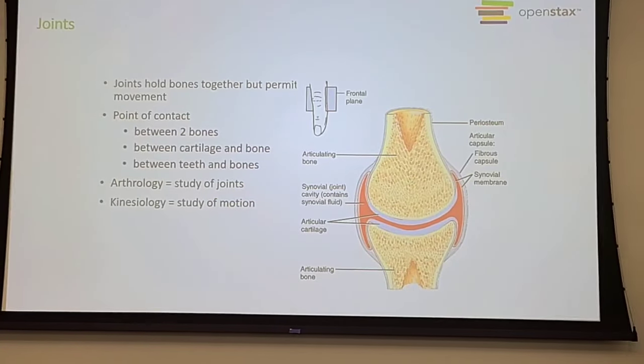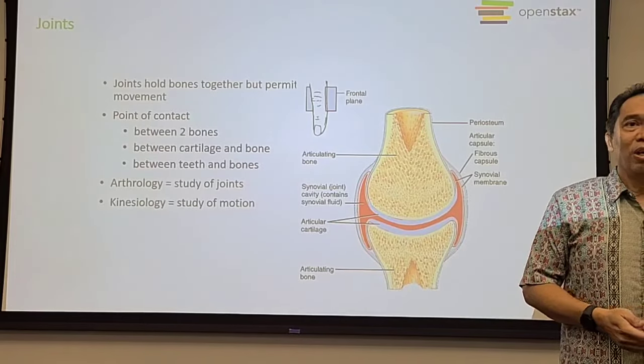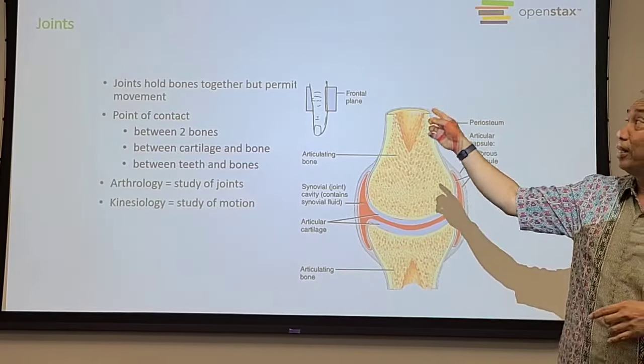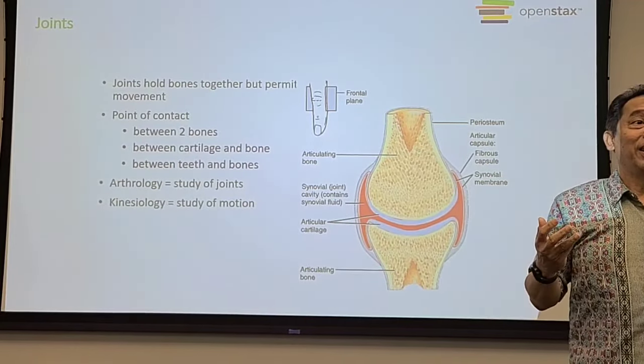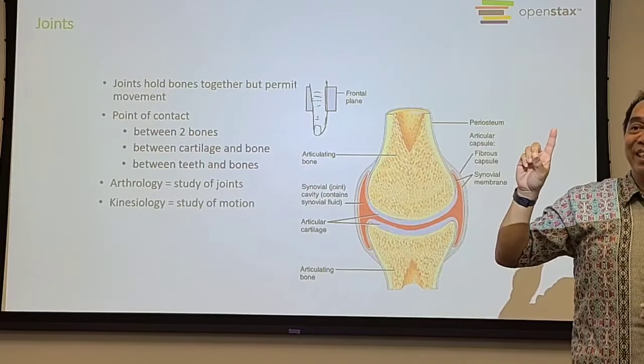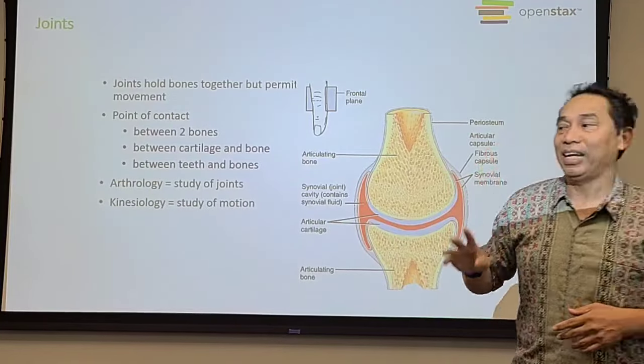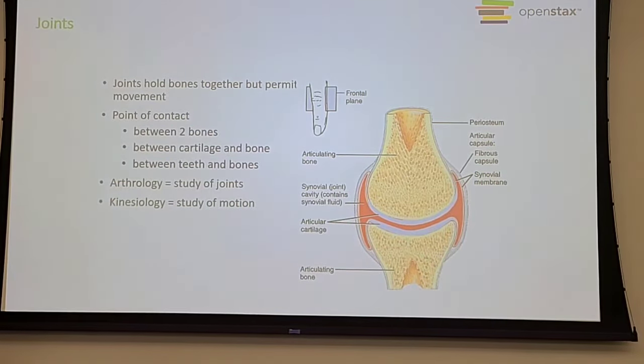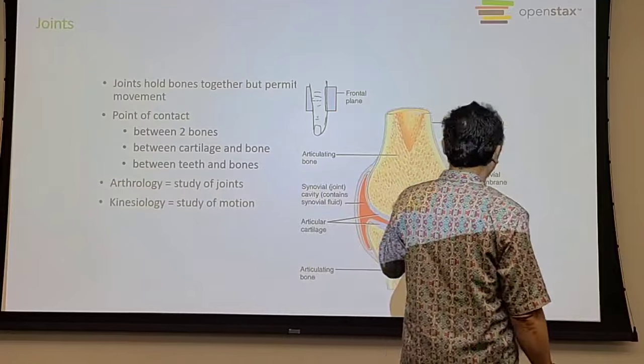Now, joint. Another name for joint is articulation or arthrosis. There are two other names for joint: articulation, and arthrosis. Arthrosis is the scientific name. Joint and articulation are the American names. So joint, articulation, or arthrosis.